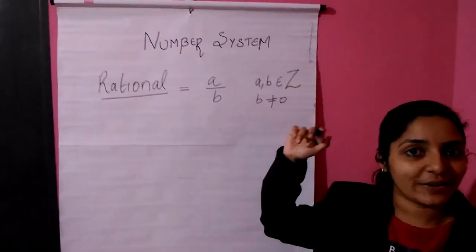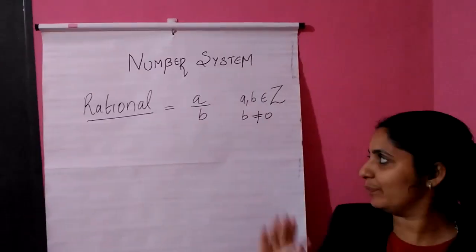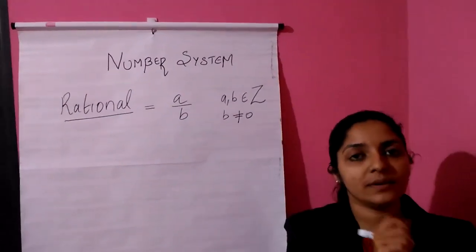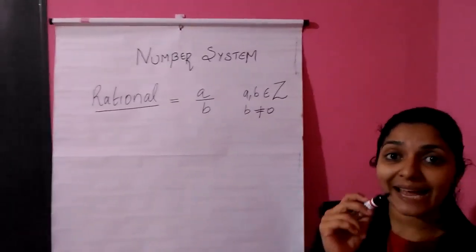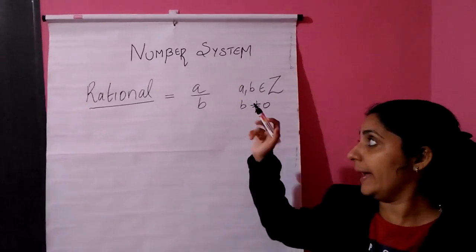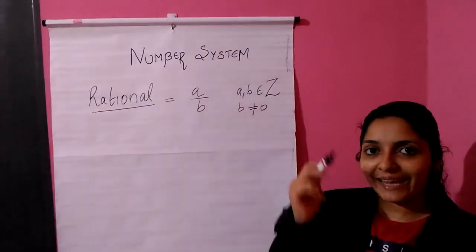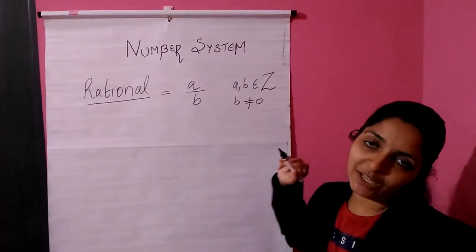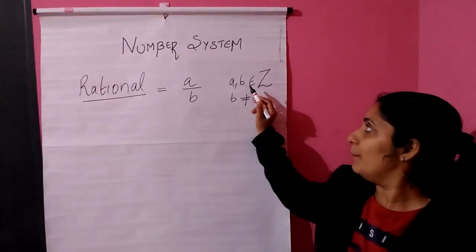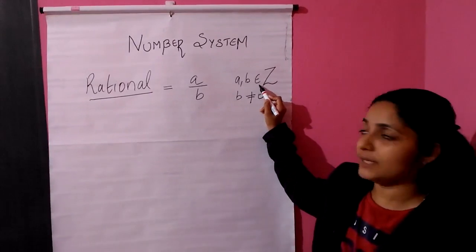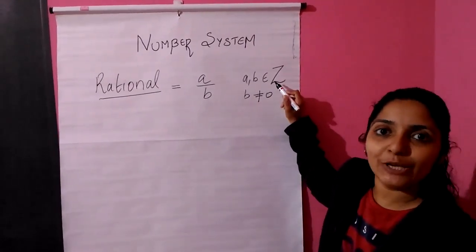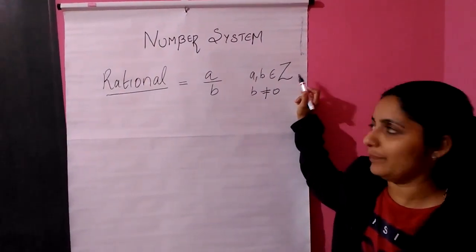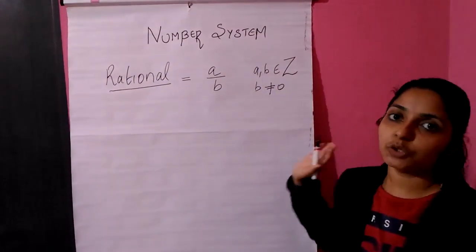We need to learn rational numbers in a detailed way. So what are rational numbers? Numbers which can be expressed in the form a by b, where a and b belong to integers, and b is not equal to 0. Integers are denoted by the capital letter Z, and b should not be 0.